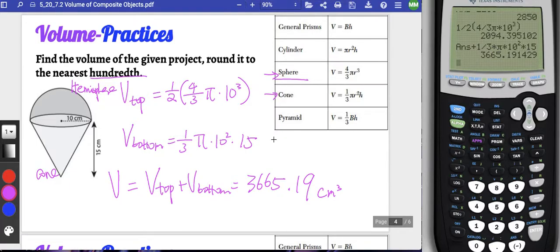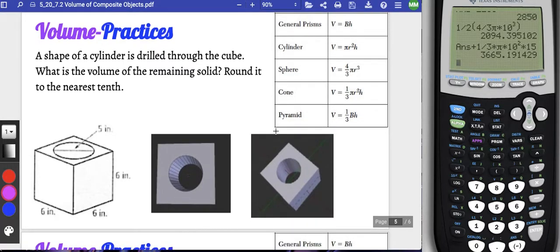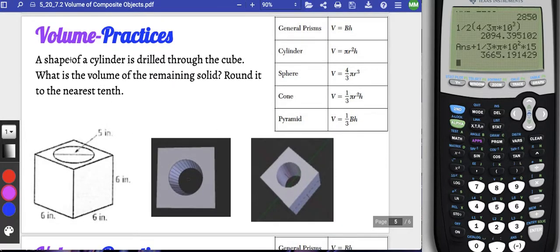Now let's work on the last practice here. This one is a little different from the ones we had before. It says a cylinder is drilled through the cube. The key here is drill through. That means we take out, we make sure the middle part of this cube is hollow, like in the other two questions you saw. What is the volume of the remaining solid?